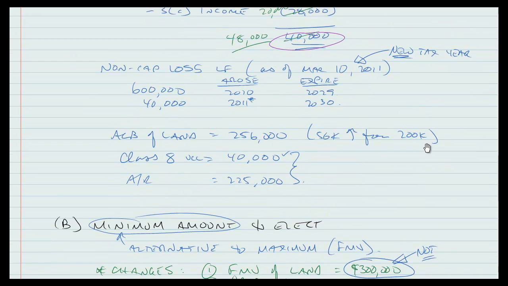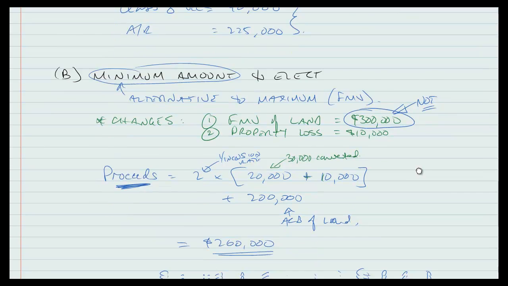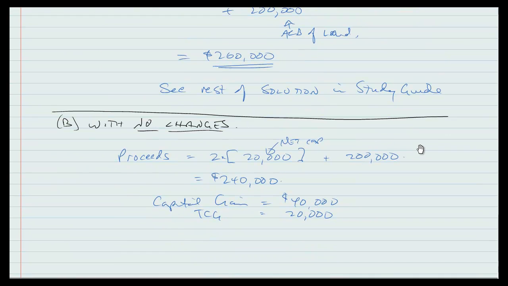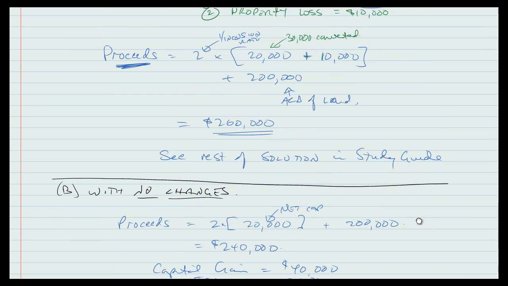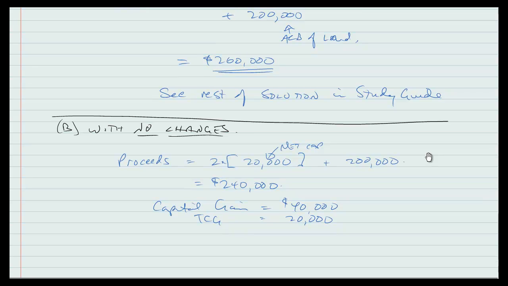Okay, so that's really the point of Part B. Again, I don't know why they made that change, but just so you can understand, that's really what the difference is. If you think that those $8,000 of non-capital losses carried forward are valuable to you, then you want to elect an amount that will preserve them, and that's what we've done here.